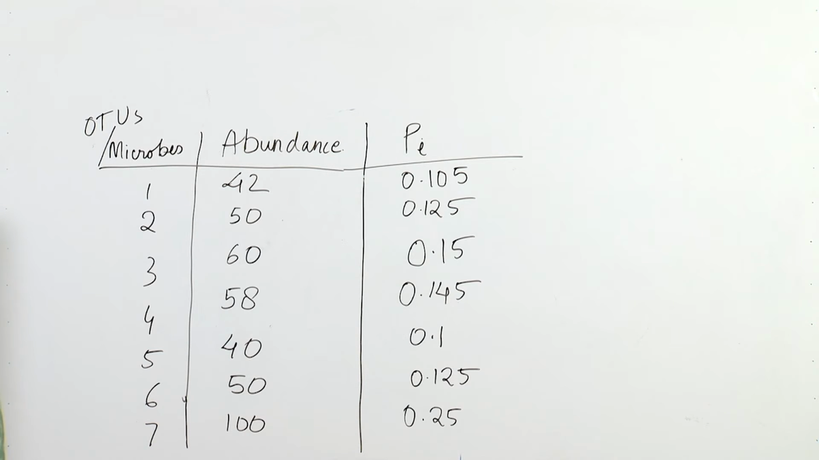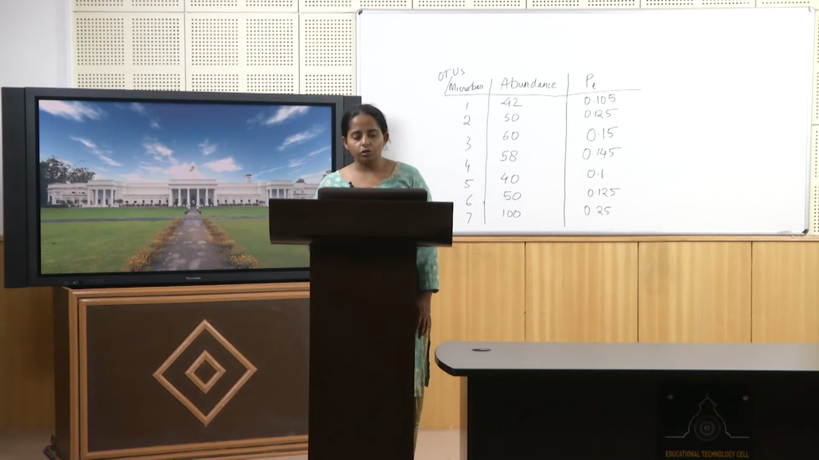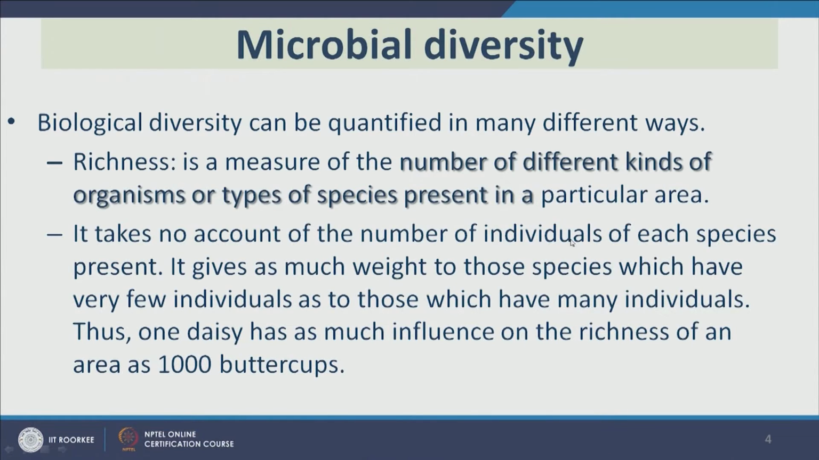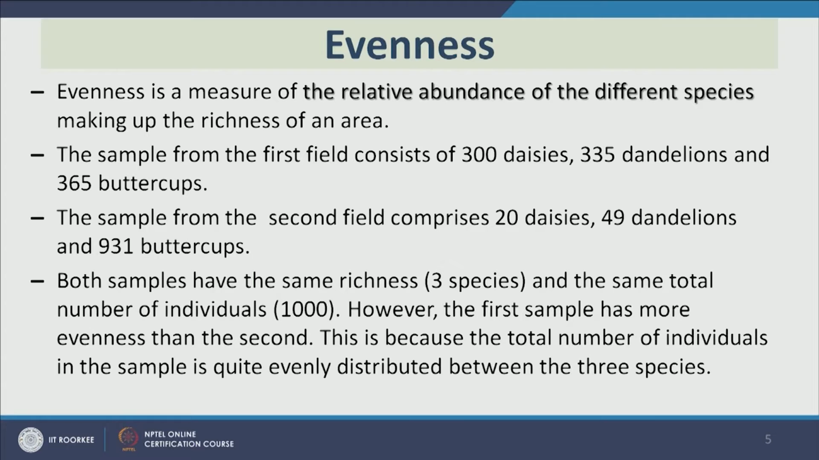So we note that richness in itself does not take account of the number of individuals of each species. It gives equal weight to everyone. The example I have used in this lecture is for plants and trees. So one daisy plant has as much influence on the richness as 1000 buttercups. On the other hand, the next parameter we have is evenness.